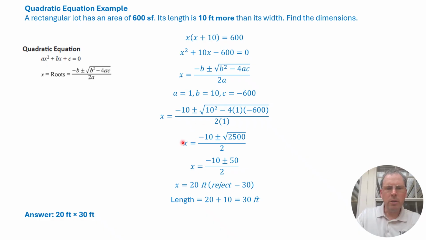So you put all that in there and you get x equal to two answers, 20 feet and minus 30. You're going to reject one of them because you can't have a negative length. So the length is just going to be 20 plus the width of 10, so you have 30. The dimensions would be 20 feet by 30 feet.